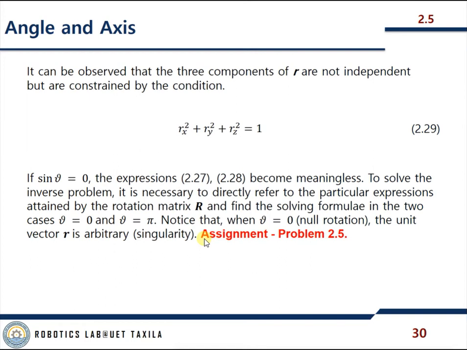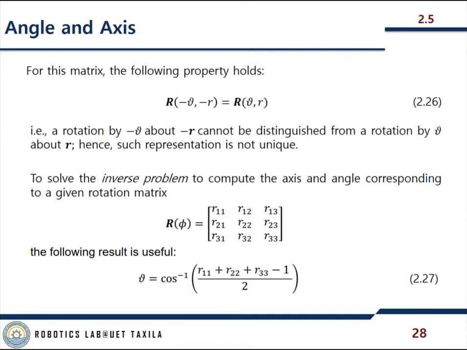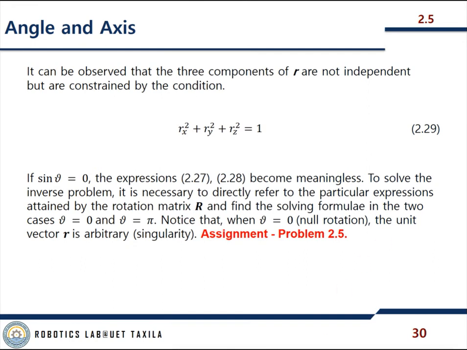It is worth remarking that unlike the angle axis representation, a rotation by minus theta about minus R gives the same quaternion as that associated with the rotation by theta about R. This solves the above known non-uniqueness problem. So the point I want to make is this one. So it is quite useful.